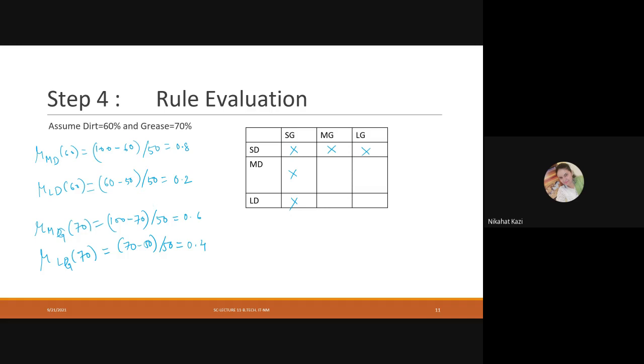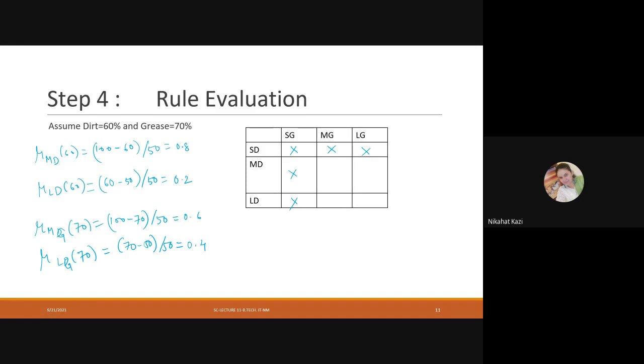Now next we say medium dirt and medium grease. If the dirt is medium and the grease is medium, we are looking at the rules right now. After we get the fuzzy values, we are looking at the rules, because our rules are fuzzy rules. That is why we require the fuzzy values.